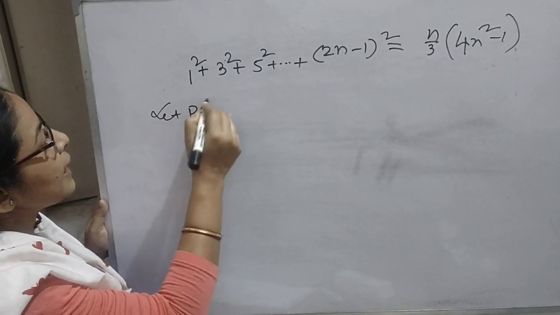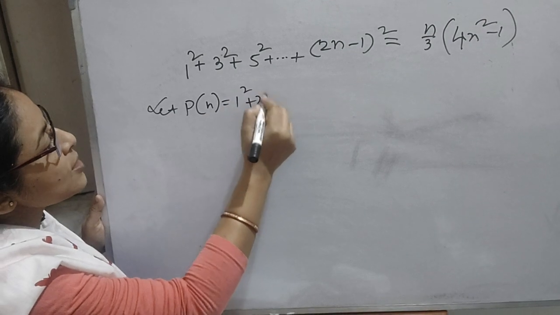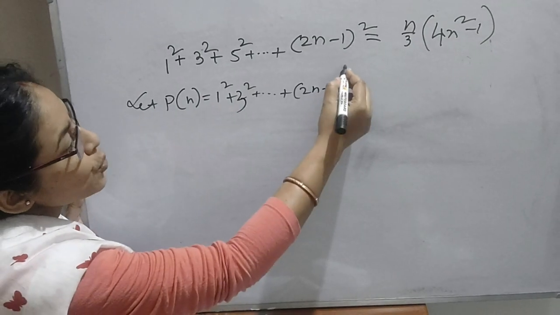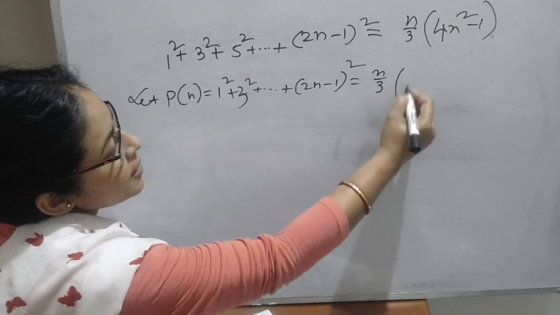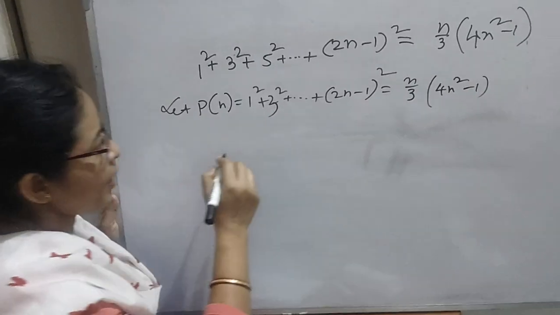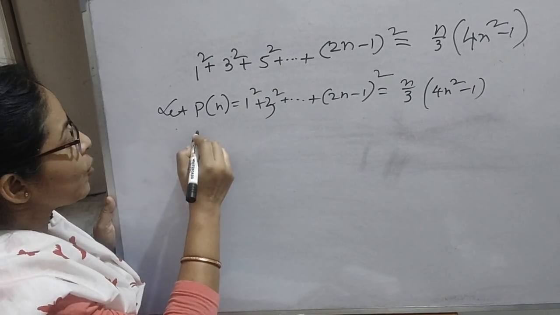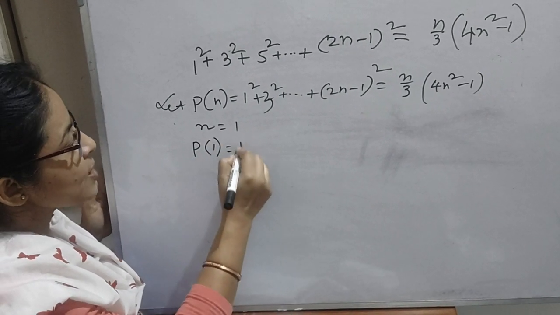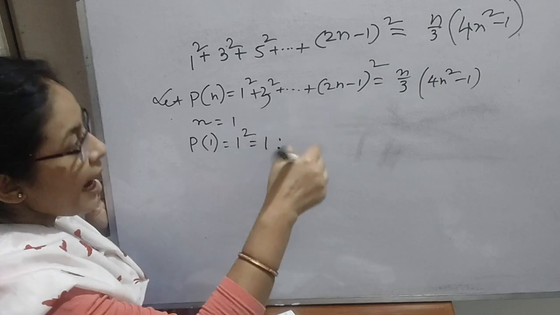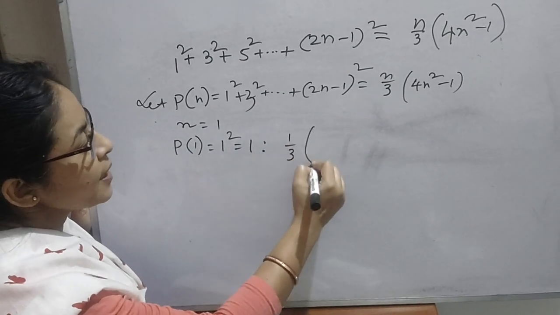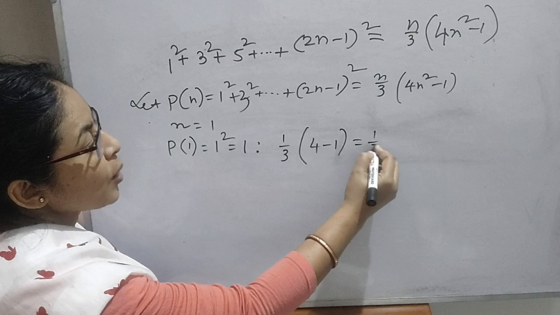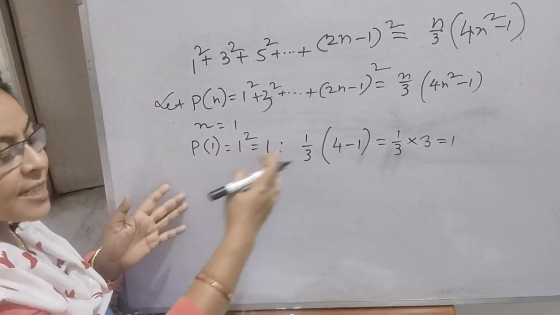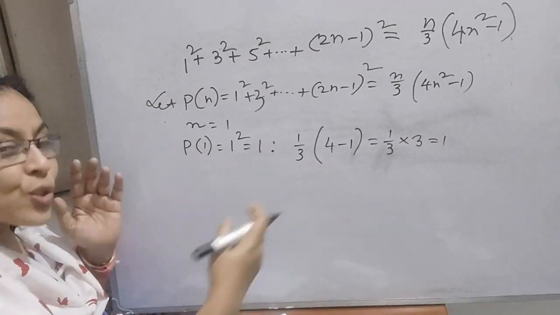Let Pn equal 1 square plus 3 square plus up to (2n minus 1) square, this equal to n by 3 into (4n square minus 1). When n equal to 1, the left hand side P1 is 1 square, which equals 1, and the other side is 1 by 3 into (4 minus 1), which is 1 by 3 into 3, equal to 1. That means left hand side equals right hand side. So P1 is true.